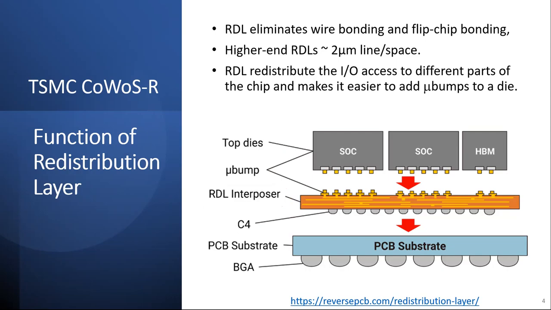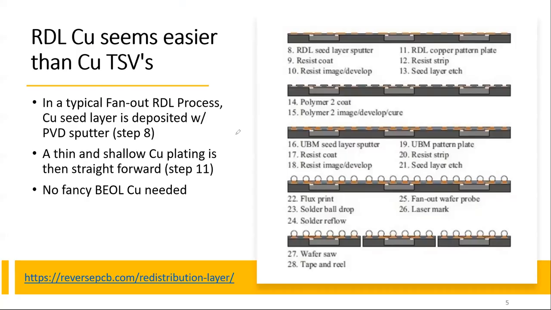This is what I'm trying to focus on for the first part. Basically, this is the flow. I skipped steps 1 to 7, that's just patterning. Once you pattern your RDL with a lithography etch and then you come out, you want to deposit a very thin layer, then you do a seed layer sputter. This is a typical fan-out RDL process. We'll deal with what fan-out means in later talks.